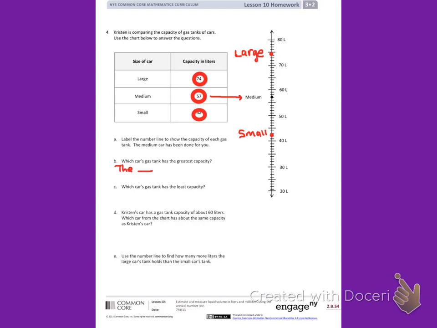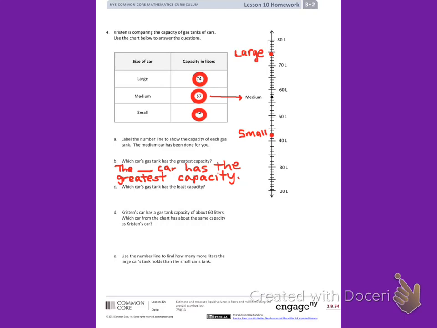The blank car has the greatest capacity. On the blank, you write either large, medium, or small, depending on which one you believe is the largest number.